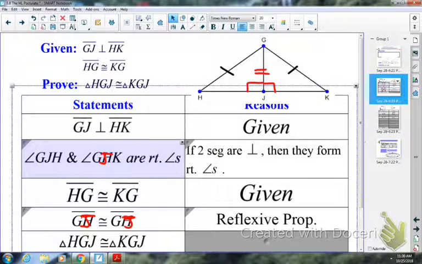Okay, so is that enough to state your triangles are congruent? What's my method going to be? HL, hypotenuse leg. So triangle HGJ is congruent to triangle KGJ by hypotenuse leg.